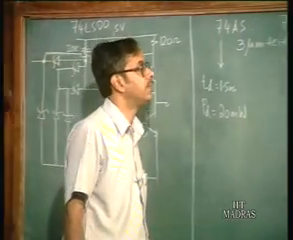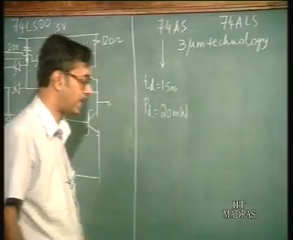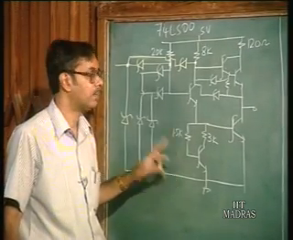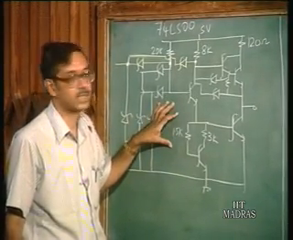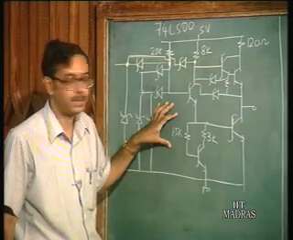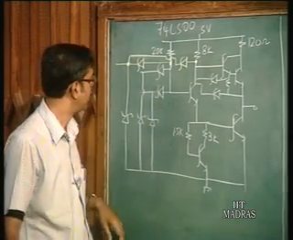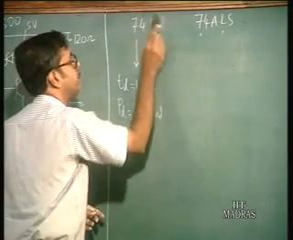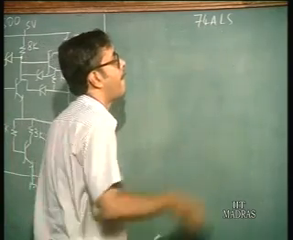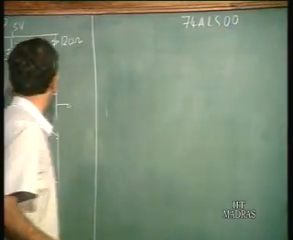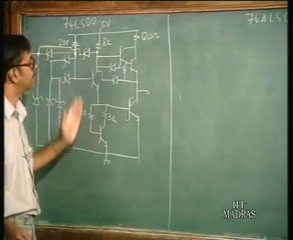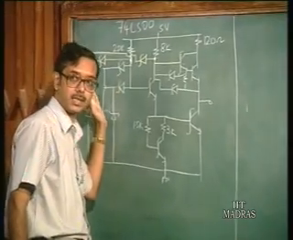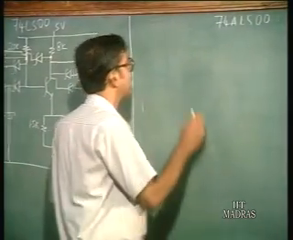Then you have the advanced low power Schottky, which is again a variation of the 74LS. But here some modifications of the circuit have taken place. I will just draw this circuit. You will observe that in the 74ALS, this part of the circuit remains the same. Whatever modifications are on this side, let me draw it.